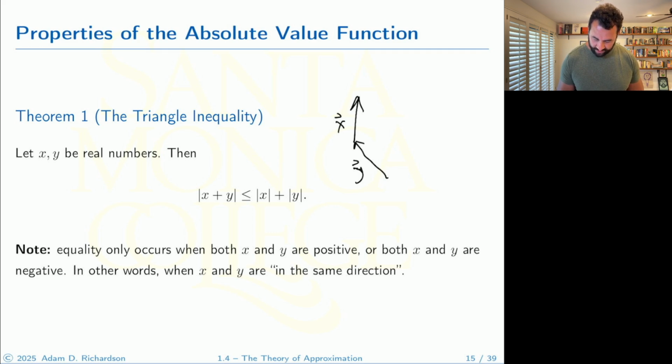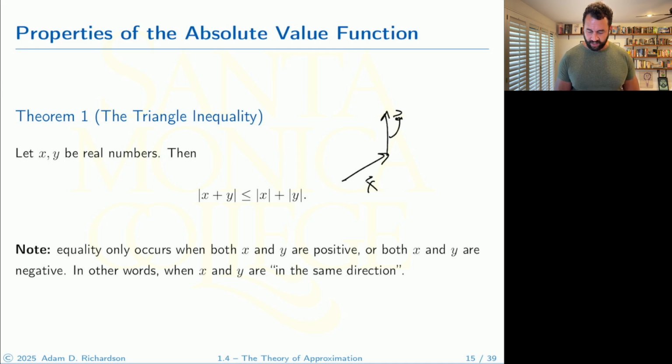Okay, so this is like traveling along a direction, an arrow to a point. Let me try this again and make it a little better. Let's say this is x, and let's say this is y. Going along x and then going along y is kind of like doing this, or you could go straight from this tail to that tip. That's the sum of those two vectors.